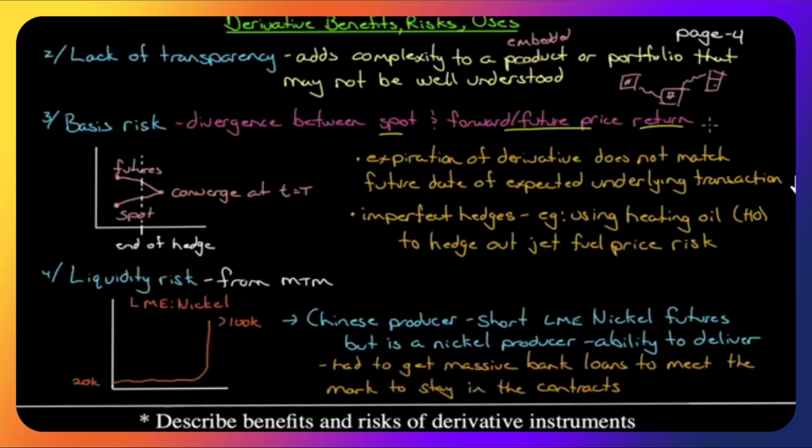It's a divergence between the two returns. And this can happen for two reasons. The expiration of the derivative does not match the future date of the expected underlying transaction, or you have an imperfect hedge, such as using heating oil, which the ticker is HO, to hedge out jet fuel price risk, which is quite common because jet fuel has no futures contract. So heating oil is the closest thing correlated to it.